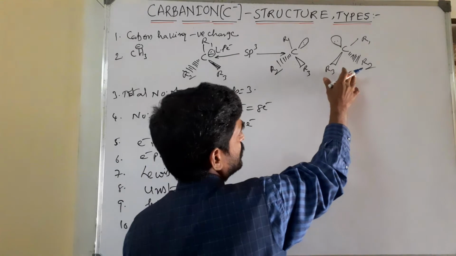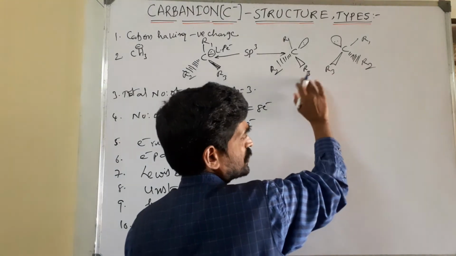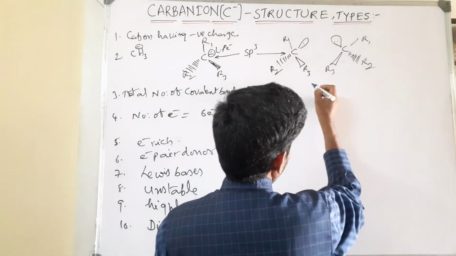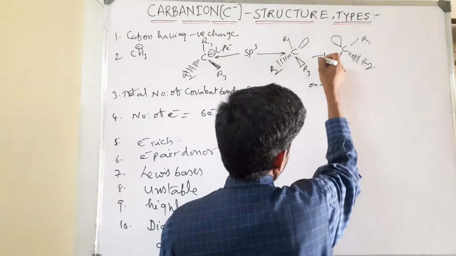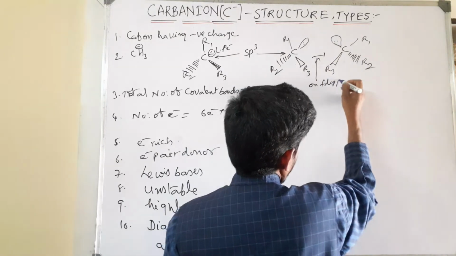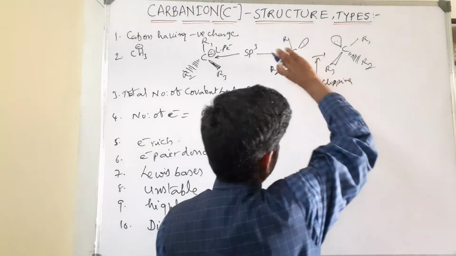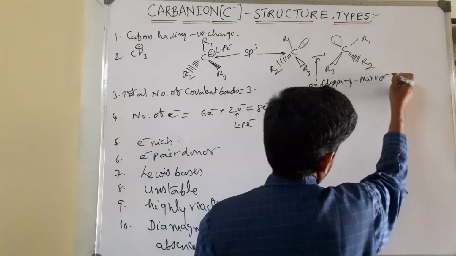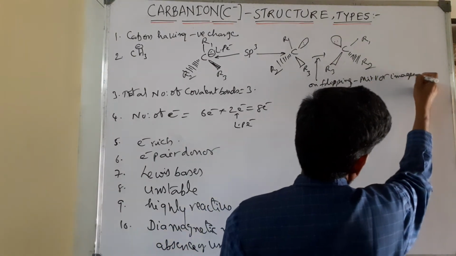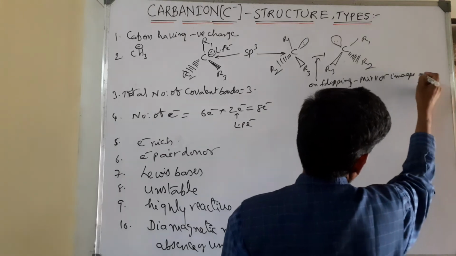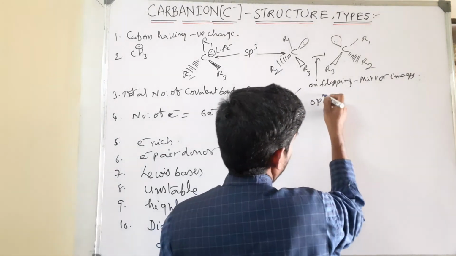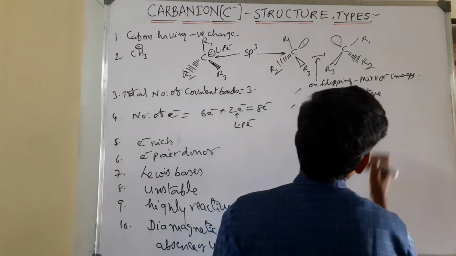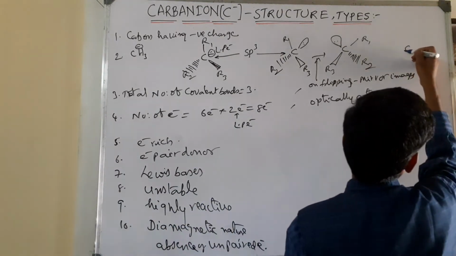It is an image of this object. That means they are mirror images of each other, right? So on flipping, what will you get? Both are mirror images of each other. Because they are mirror images, it is optically active, right? So this one you can represent like this.